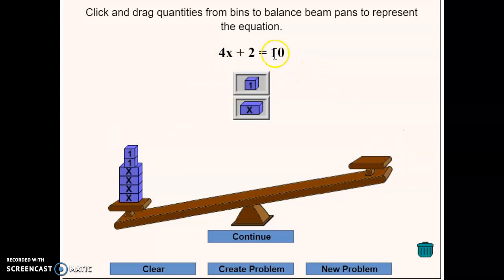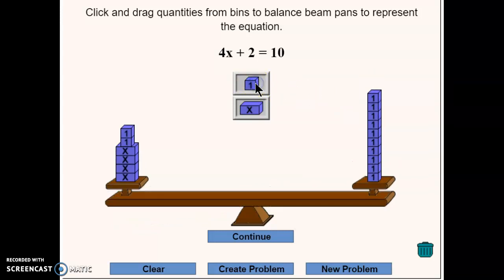On the right hand side there's 10. So I put 1, not following instructions, so 2, 3, 4, 5, 6, 7, 8. Alright, so now the equation is set up on this balance. On the left hand side is 4x plus 2, on the right hand side is 10. Now we are ready to solve the equation using this balance.